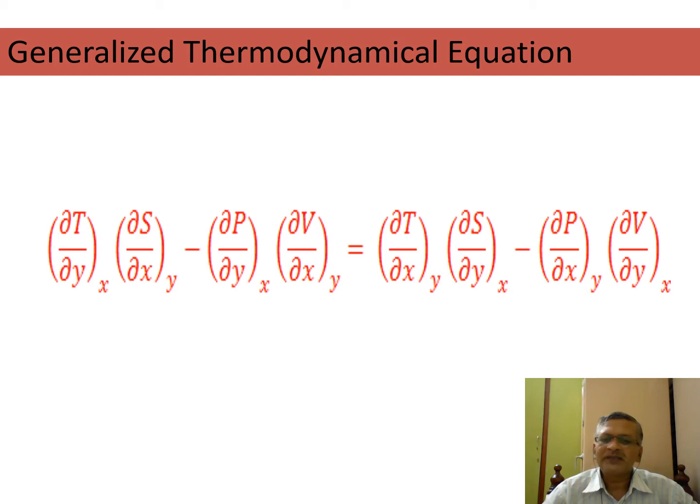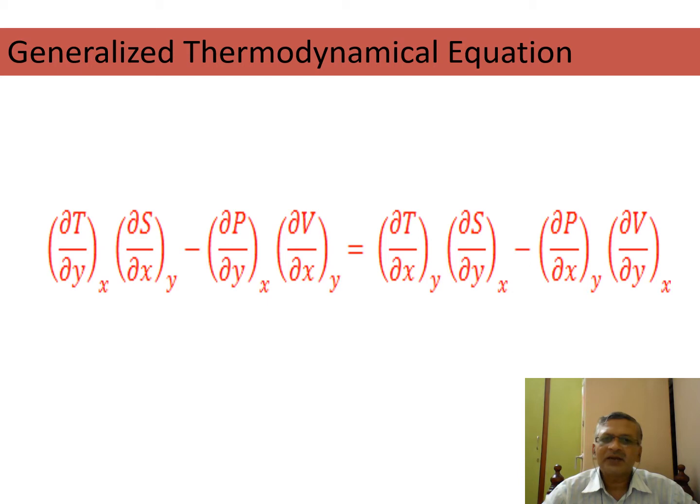To remember this generalized formula: on the LHS, TSPV with partial differentials. Similarly, the RHS is also TSPV. And in the denominator, if the LHS is of the sequence dou y, dou x, dou y, dou x, the RHS is reversed: dou x, dou y, dou x, dou y. And whenever the denominator is dou y, keep the constant to be the opposite, that is x. For dou x, keep the constant as y.